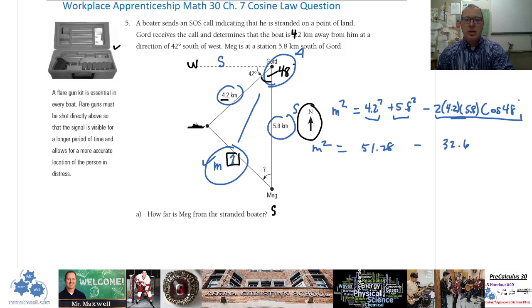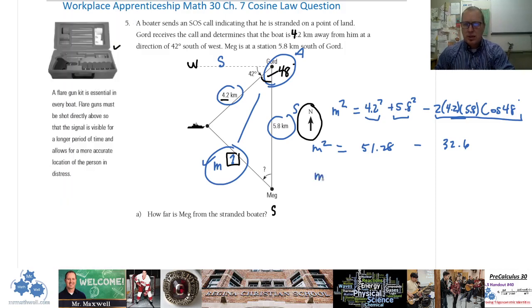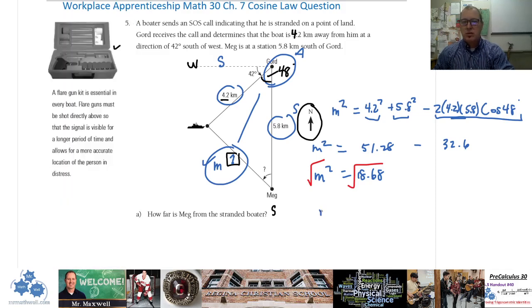Now, what is 51.28 minus 32.6? I'll just use the answer function here instead of retyping that number. And I get 18.68 or so. I'm not done yet. That's not the answer because I've got this squared here. Remember, you got to deal with that squared. You got to get m all by itself. So the last thing we'll do there is take the square root of that number, and the answer is 4.32, or 4.3. So m should be about 4.3.